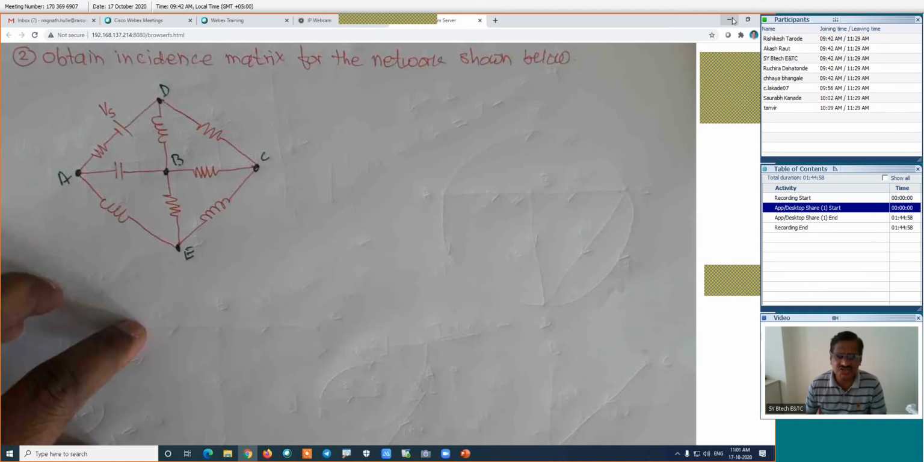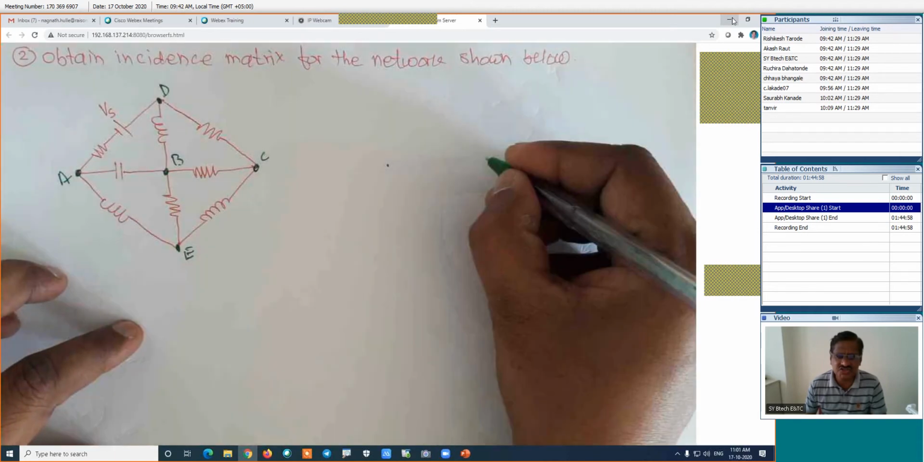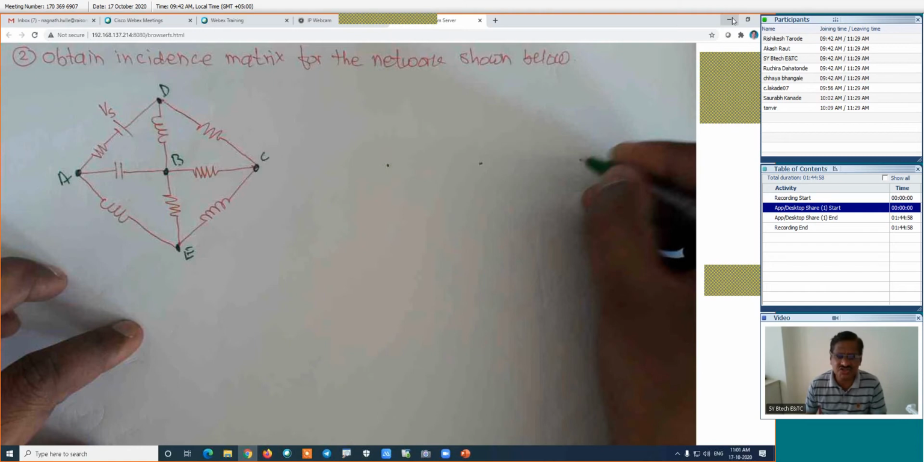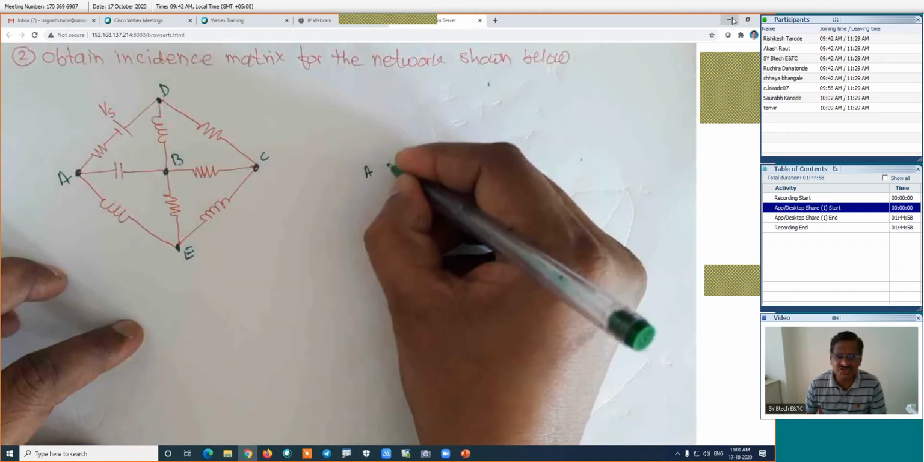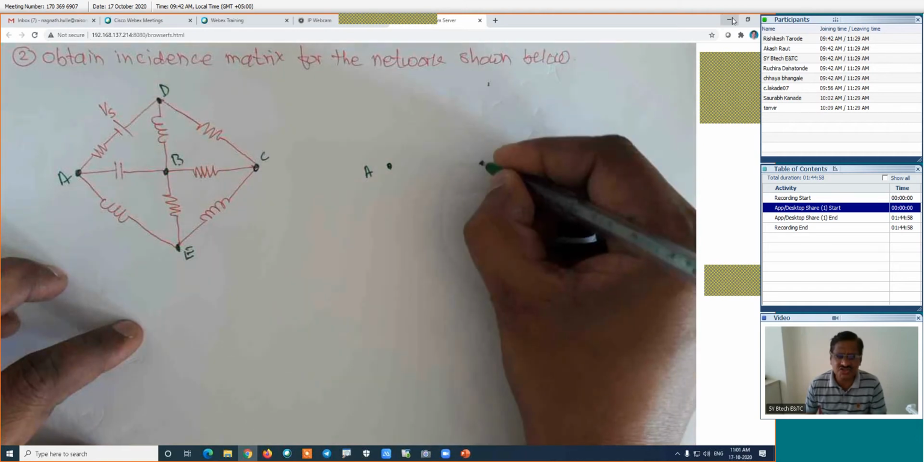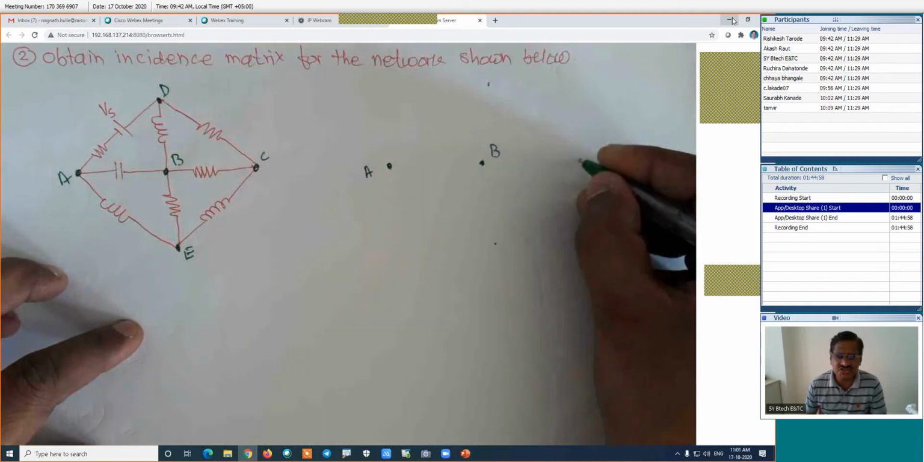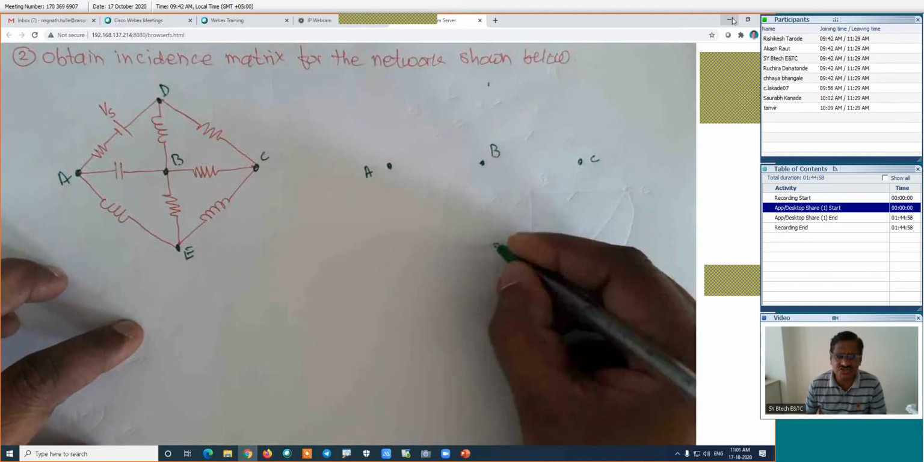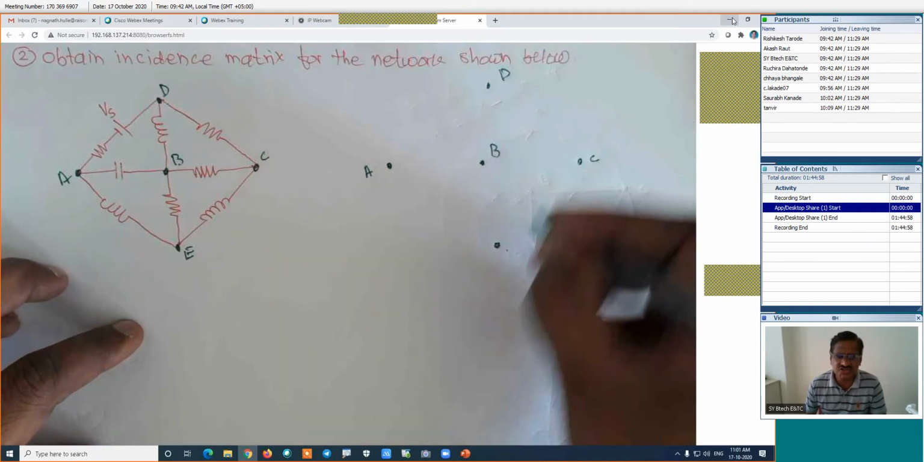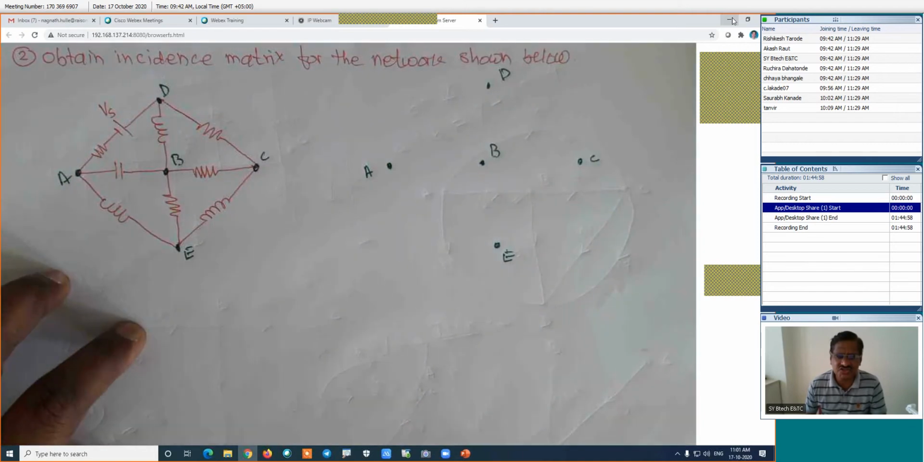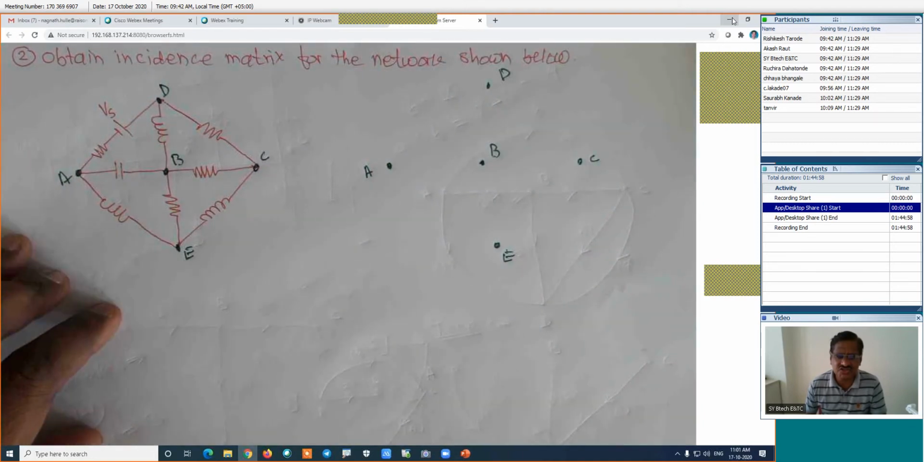For this particular figure, we have 5 nodes. First, I will draw its graph. Is it right? This is node A. This is node B. This is node C. This is node D. And here is the node E. We can draw the oriented graph also. If I'm interested in drawing the oriented graph, how will be the oriented graph?